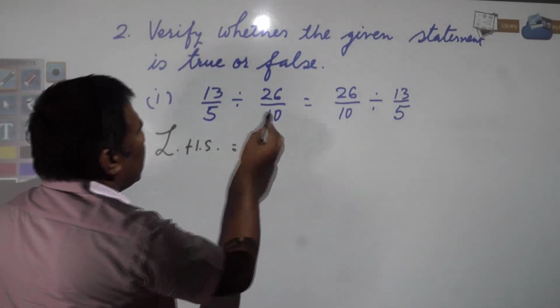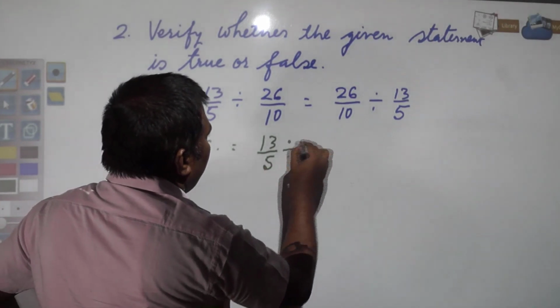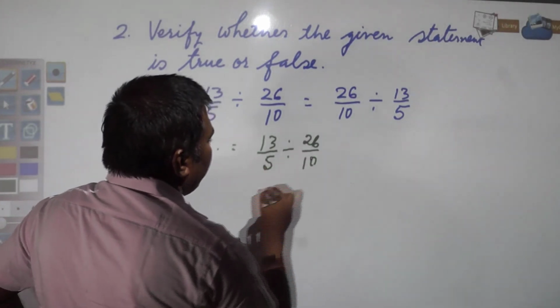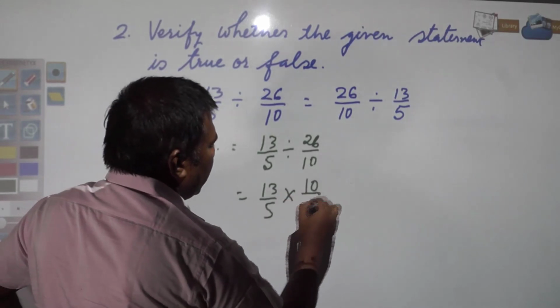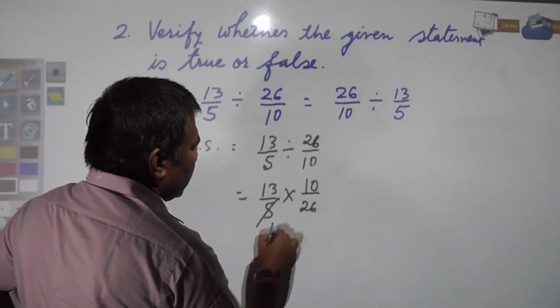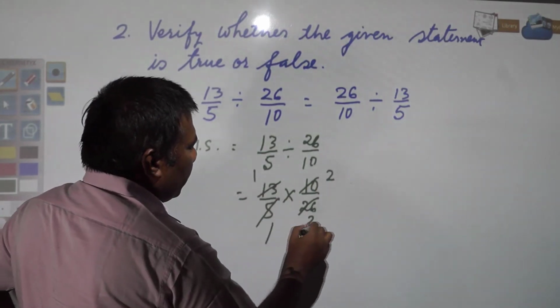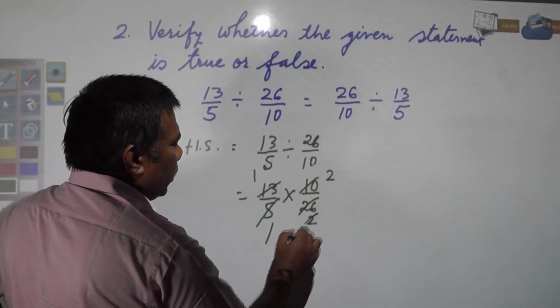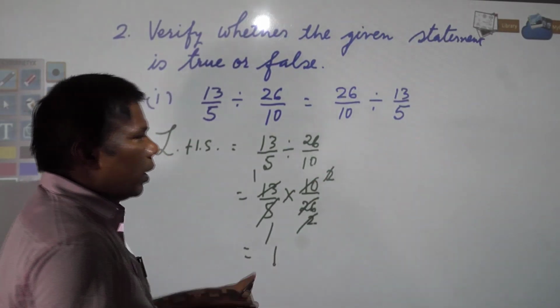In the left hand side you have 13/5 divided by 26/10. That will be equal to 13/5 into 10/26. 5 ones are 5, 5 twos are 10, 13 ones are 13, 13 twos are 26, and 2 ones are 2, 2 ones are 2. So finally you got 1.